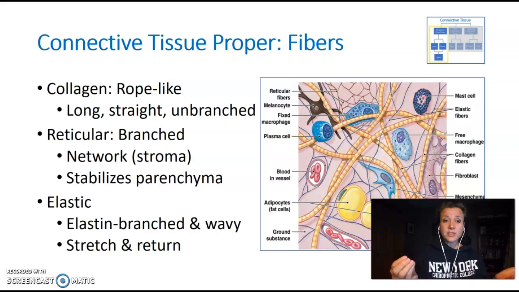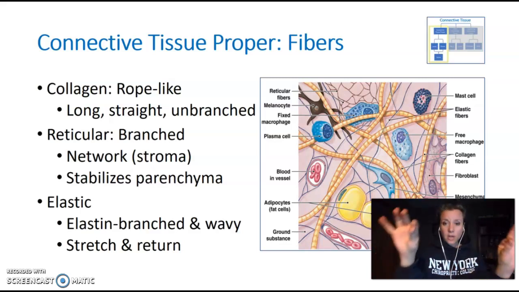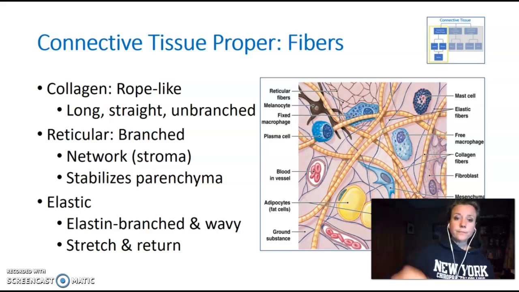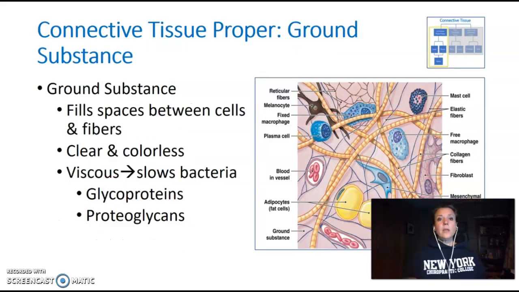They're thinner than collagen, and usually in a microscope picture, in a micrograph, they appear to be thin and wavy, while our collagen fibers appear to be thicker and straighter. And then the ground substance is this thick fluid that's made of minerals and different types of other molecules called glycoproteins and proteoglycans.